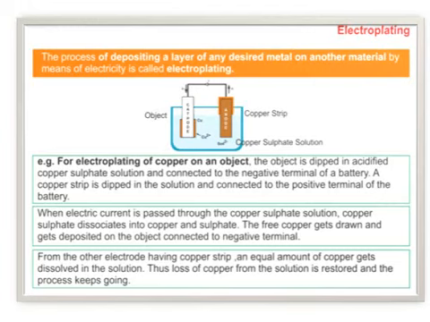When electric current is passed through the copper sulfate solution, copper sulfate dissociates into copper and sulfate. The free copper gets drawn and deposited on the object connected to the negative terminal. From the other electrode having the copper strip, an equal amount of copper gets dissolved in the solution. Thus, loss of copper from the solution is restored and the process keeps on going.